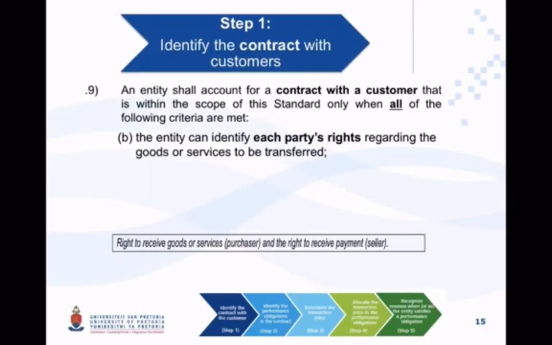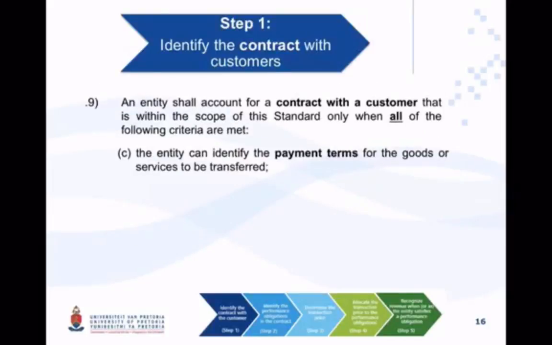The next requirement is that you must be able to identify each party's rights. This is almost a mirror image of the previous requirement, in that the buyer will have the right to receive goods from the seller, and the seller will have the right to receive the cash in exchange for those goods. The third criterion is that there must be payment terms identifiable in this contract: cash on delivery, payments in advance, payments in 30 days, or whatever the instance is in that particular contract.